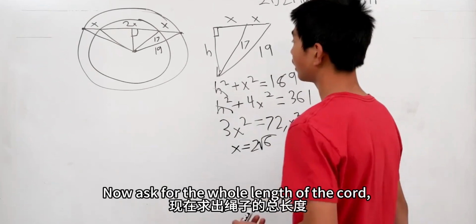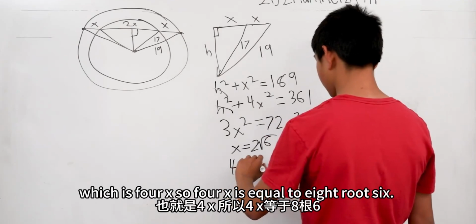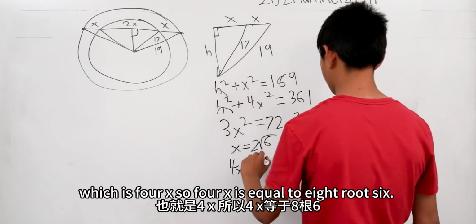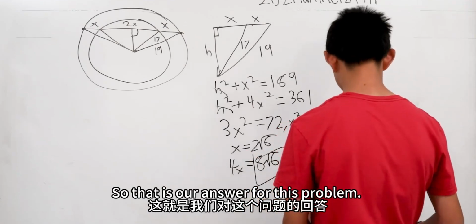Now it asks for the whole length of the chord, which is 4x. So 4x is equal to 8 root 6. So that is our answer for this problem.